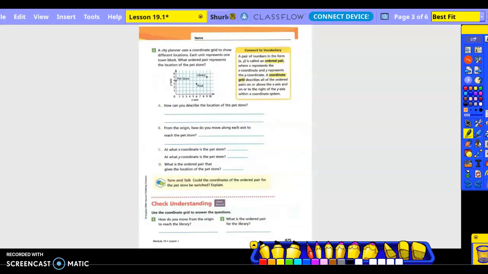Number 2, a city planner uses the coordinate grid to show different locations.